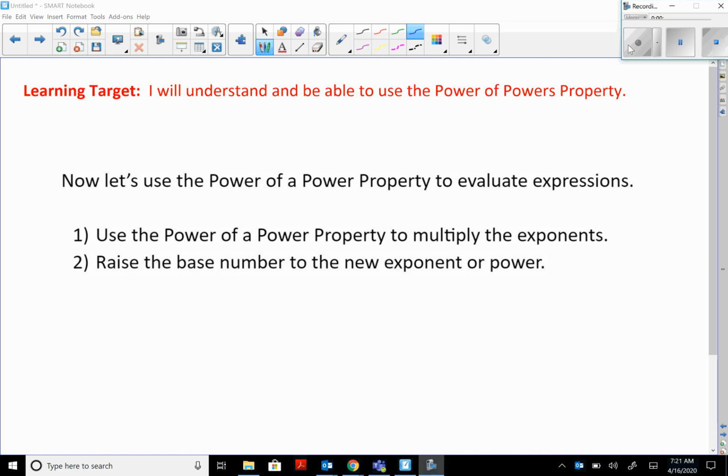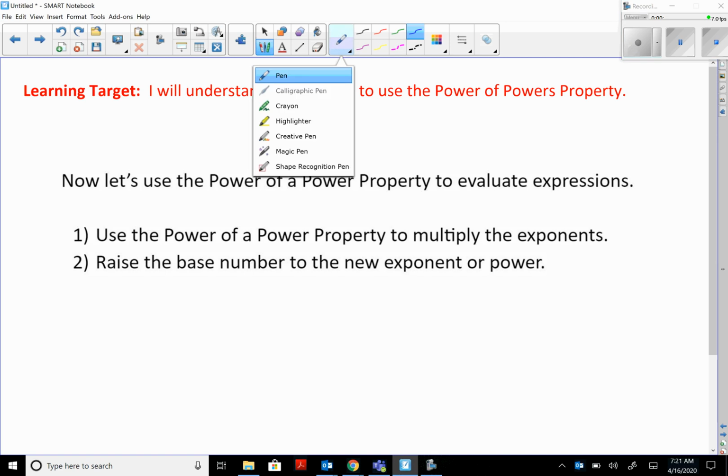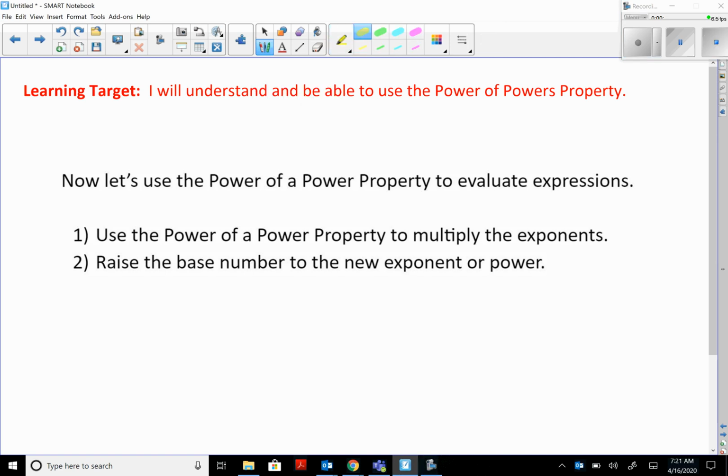Alright, we're going to do a few more examples using the power of a power property. Except this time, we're going to take it a step further. In the last few examples, we simplified the expressions and left them written as a power. Now we're going to evaluate them, which basically just means we're going to do one more step and find the answer. We're going to actually solve them.